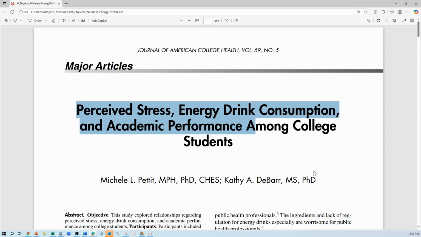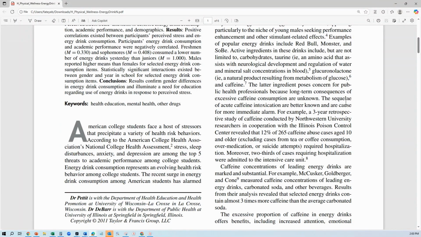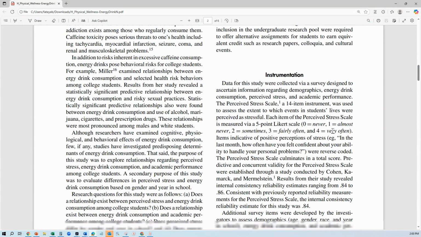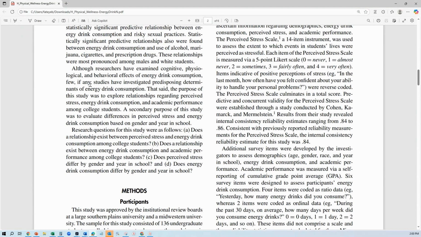And so, for you to understand the goal of the authors, typically, of course, read through the background, but usually at the end of the background, most articles include the punchline, what it's all about. And so here's the punchline here. Researchers have examined the cognitive, physiological, behavioral effects of energy drink consumption. Okay, we know that. But it now says that few, if any, studies have investigated the predisposing determinants of energy drink consumption.